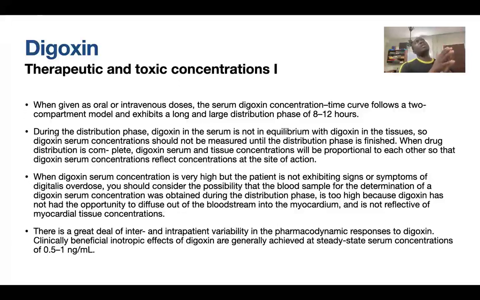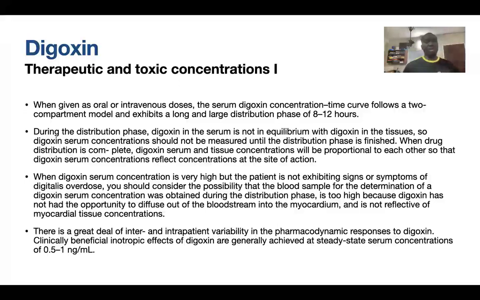But it's important to note that digoxin has a long and large distribution phase that lasts between 8 to 12 hours. So it's important in some patients who have, for example, renal kidney failure, or whose creatinine clearance has been severely impacted. It takes much longer to achieve steady state concentration. So in some people, you'll have maybe about 2 to 3 days before you achieve steady state concentration.